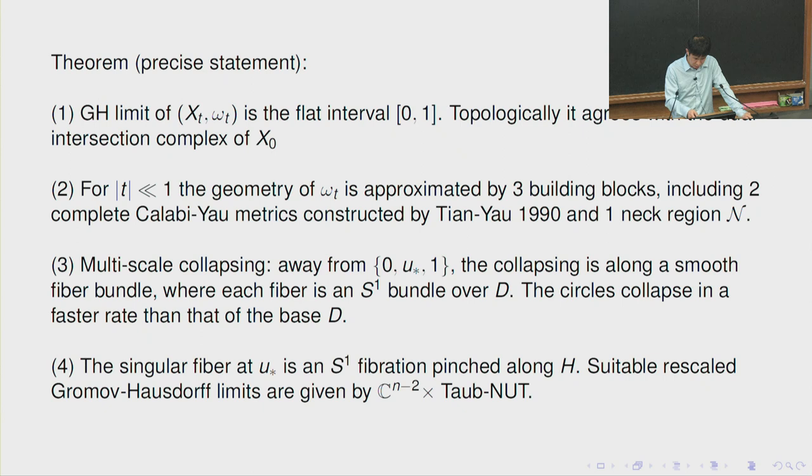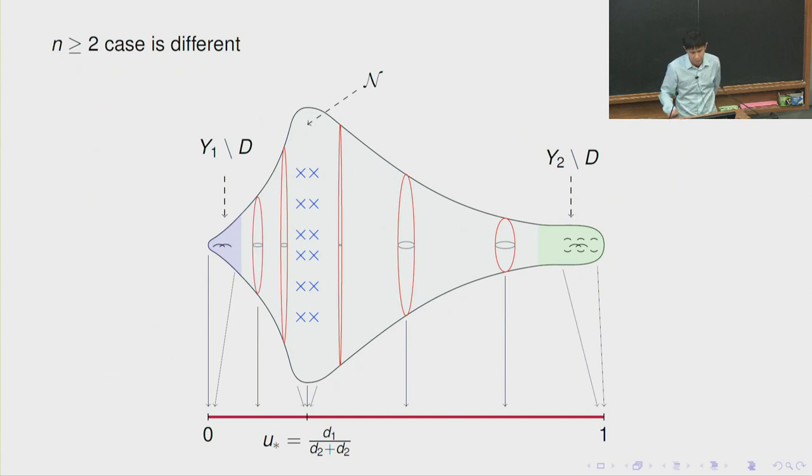So how does this collapsing happen? This collapsing is a multi-scale collapsing. So there are three special points on the unit interval: zero, one, the endpoints, and a special point in the middle called u star. So away from these three points, the collapsing is along a smooth fiber bundle.